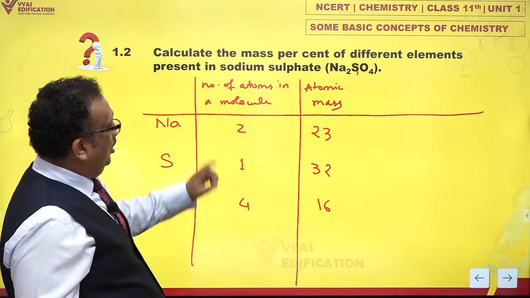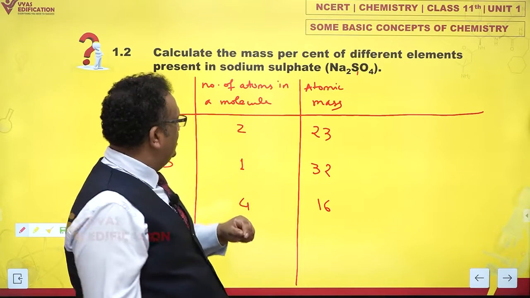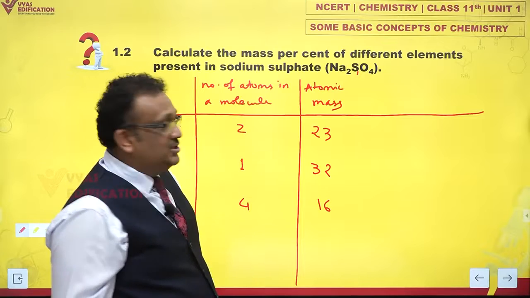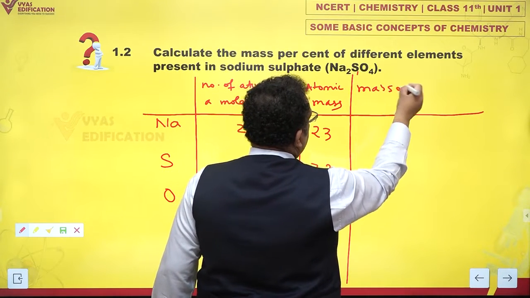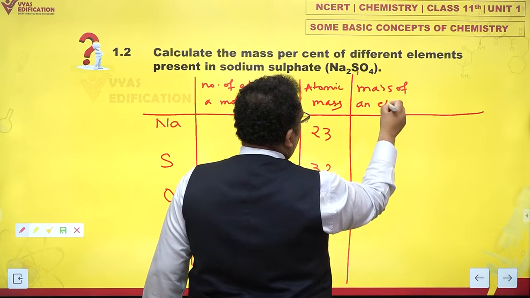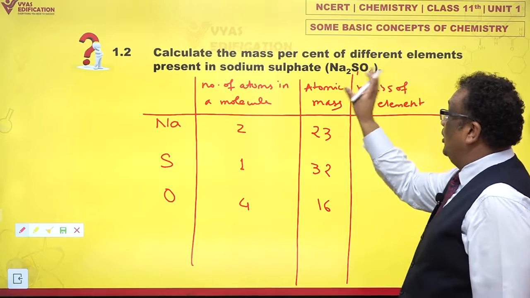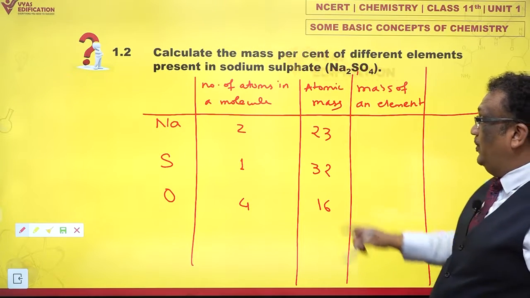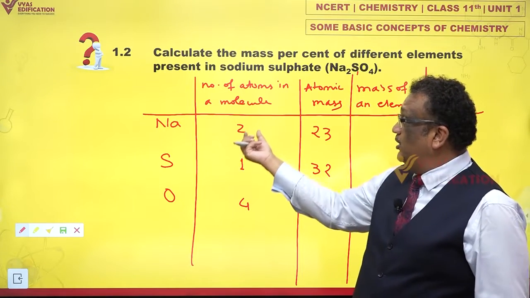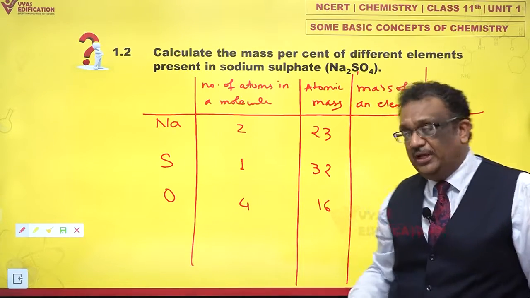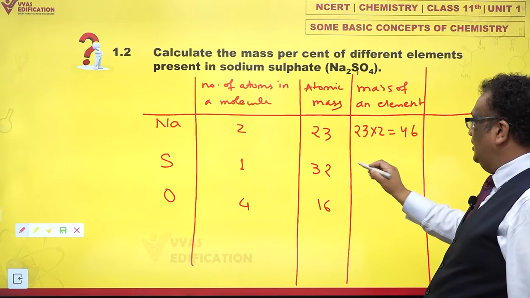Now, 1 atom of sodium is 23 units, AMU, right? Now, if I have 2 atoms, how much would that be? So, then you have the mass of an element. If I want to calculate the mass of a given element within 1 formula unit of sodium sulphate, what would that be? 2 into 23. 1 atom is 23 AMU. There are 2 atoms. What do I do? I multiply them. So I have 23 into 2, which is 46.